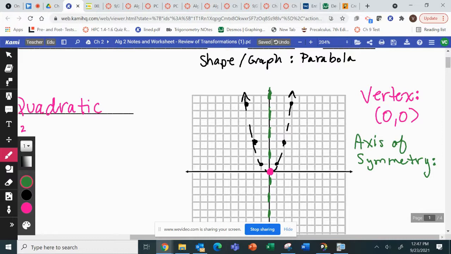Because it is a line or an axis, it's going to be an equation, which means it will have an equal sign. Does anybody know the equation of that green dashed line? X equals 0, right? That was something you needed to know for a past chapter. So we're building on things from before. X equals 0 would be our axis of symmetry. Once we start having transformations, it won't always be at x equals 0, just the parent function is.